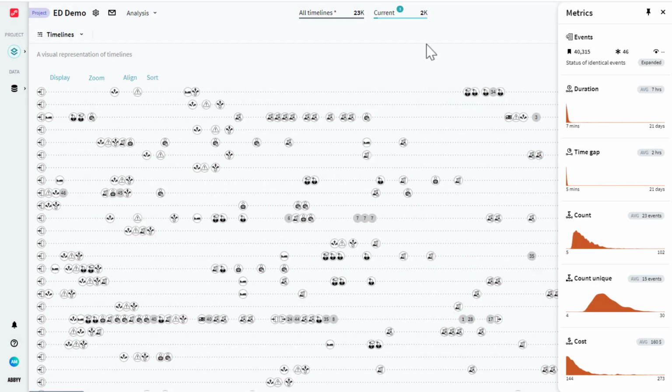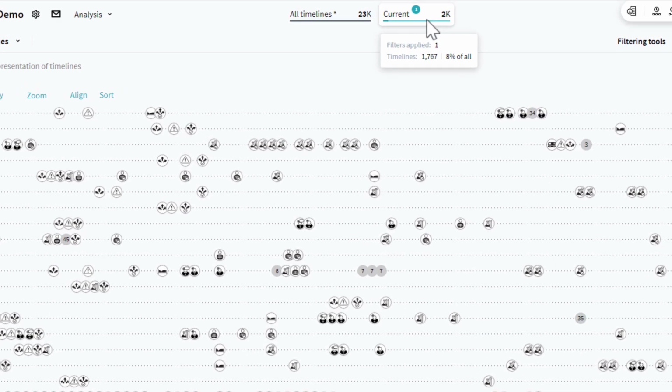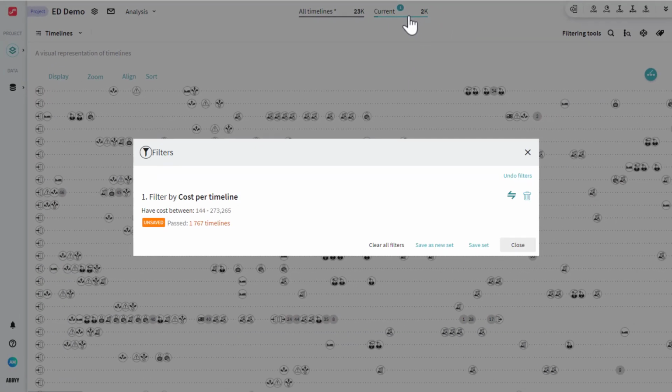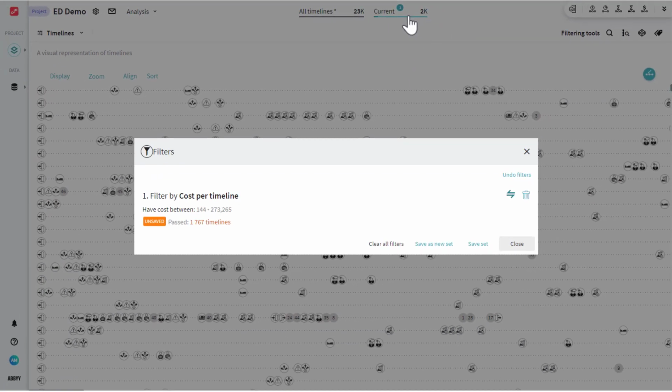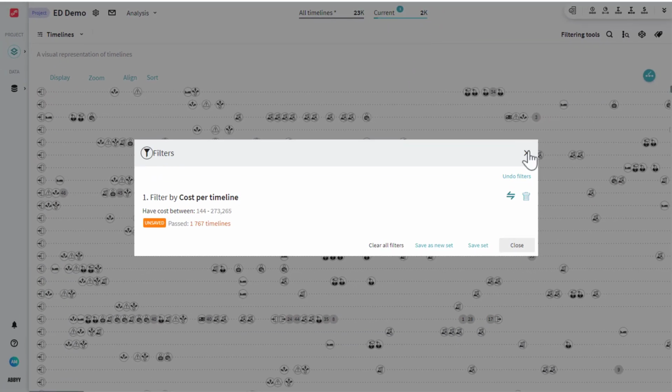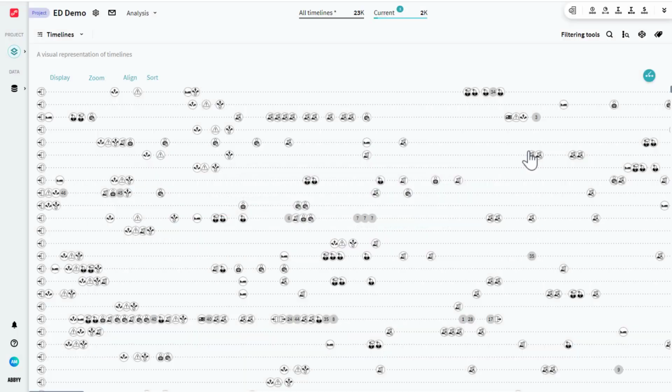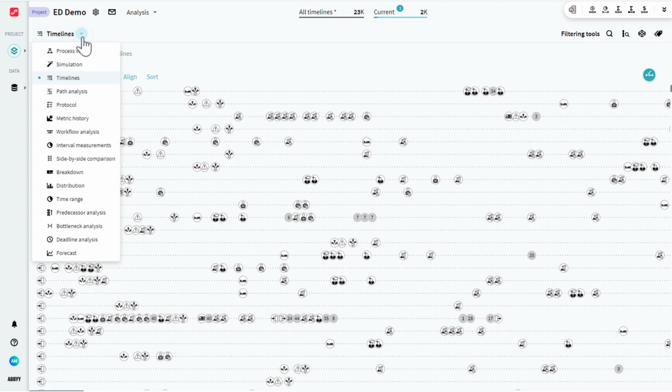Now we're looking at just those 1,767 patient encounters which have cost us over $144. And now we can start to drill in and take a look at things like root cause, where, when, and why this is actually occurring. And are there any trends in this data that allow us to point towards where these high expense patient encounters are most commonly occurring? And we can use the breakdown mechanism to do that.